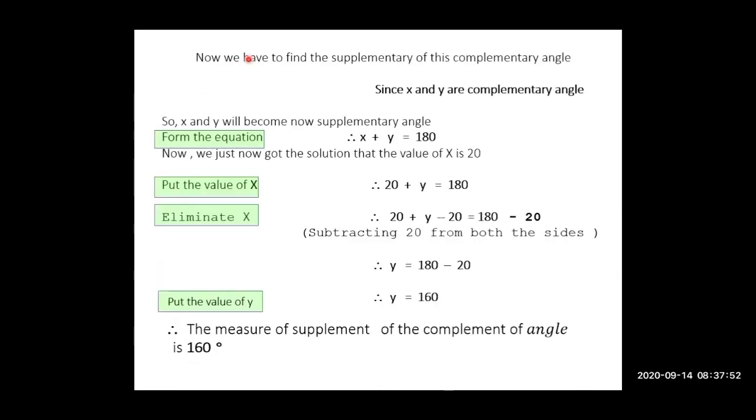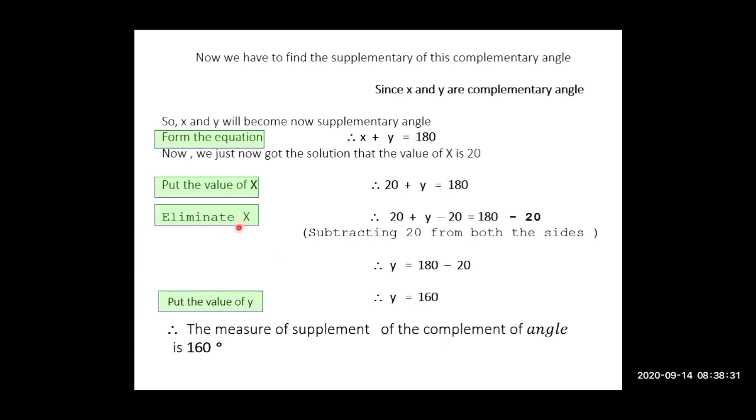Now we will find the supplementary. We have to find the supplementary of this complementary angle. Since x is the complement, x and y will now be supplementary angles. Form the equation: x plus y equals 180. We found that the value of x is 20, so put the value of x. Therefore 20 plus y equals 180.